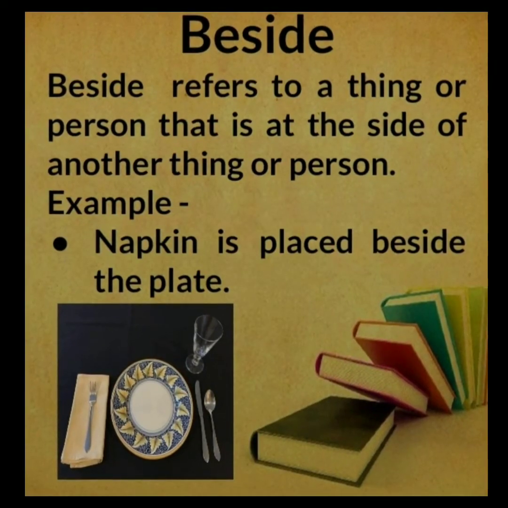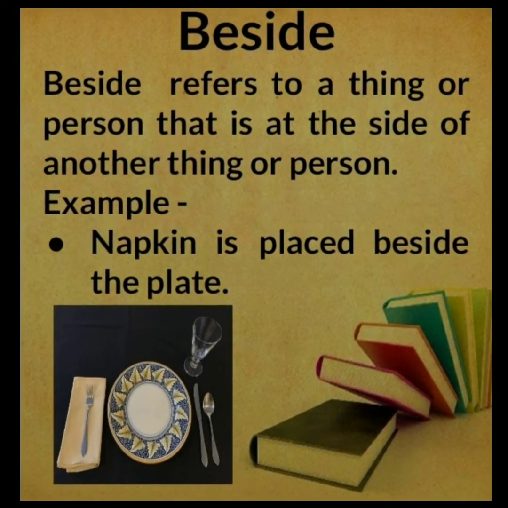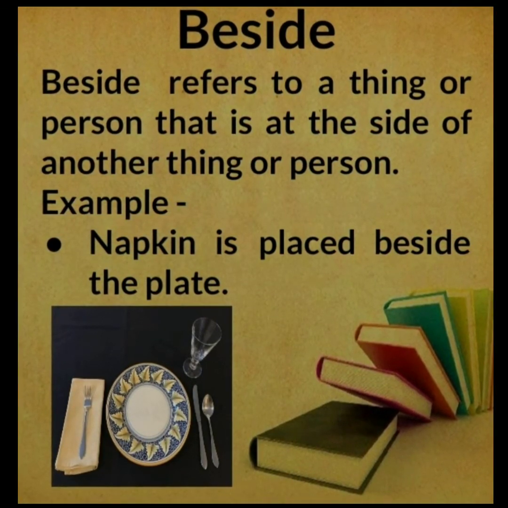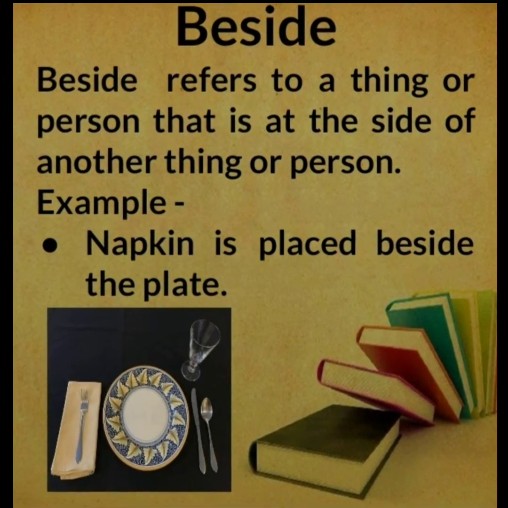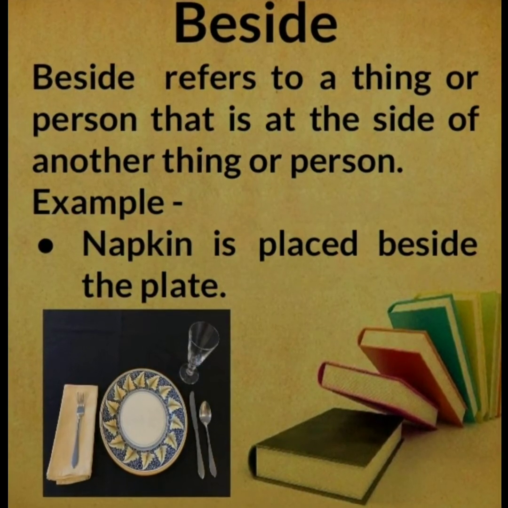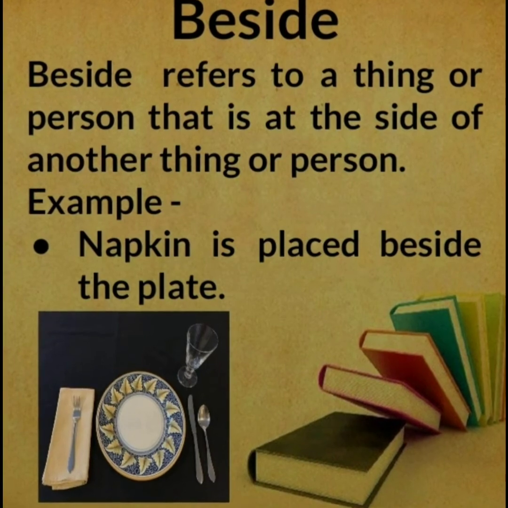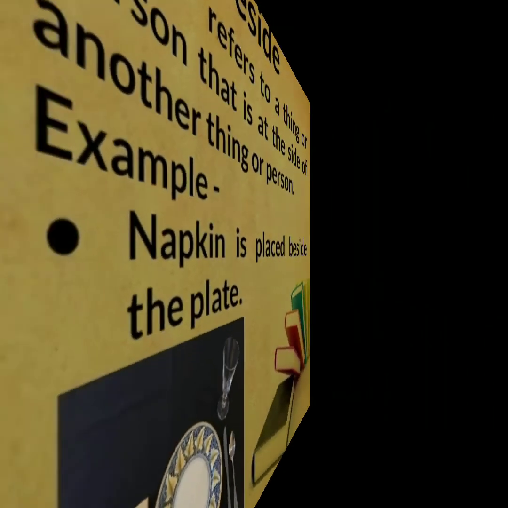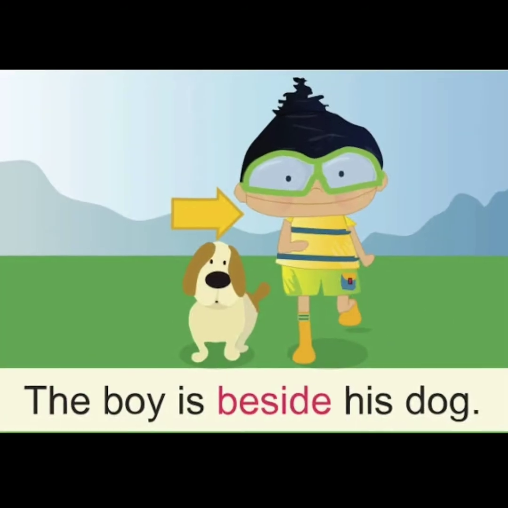The preposition beside is used when a thing or person is next to or at the side of another thing or another person. For example, the child sat beside her mother. Napkin is placed beside the plate. Shoes are beside the ball. The boy is beside his dog.